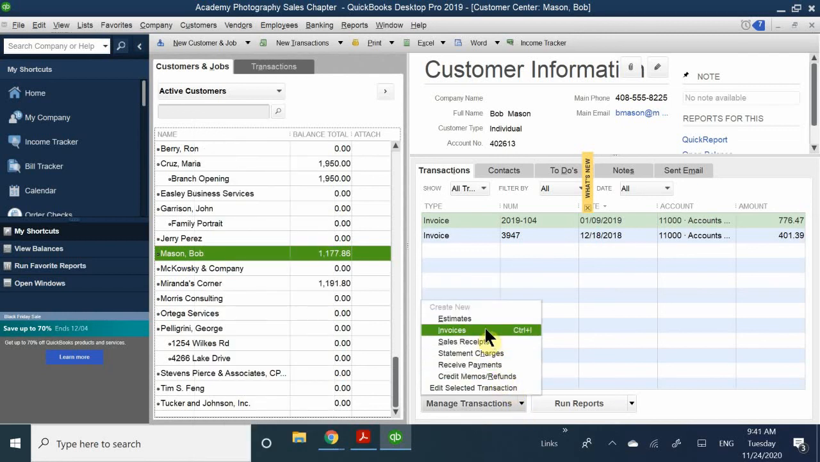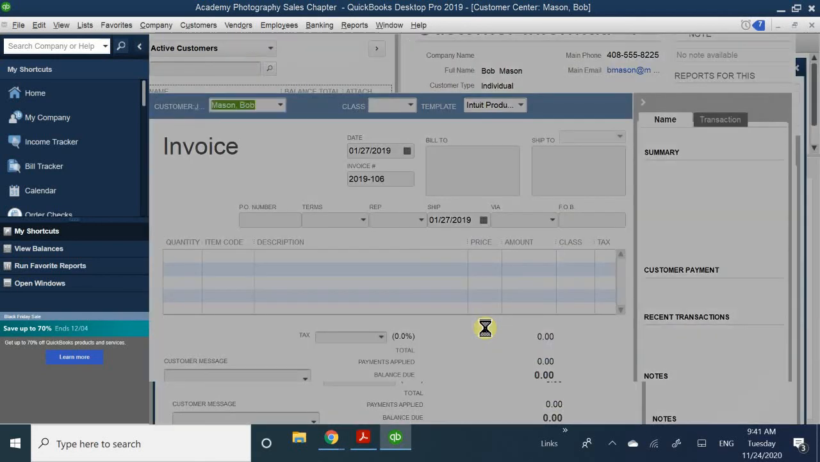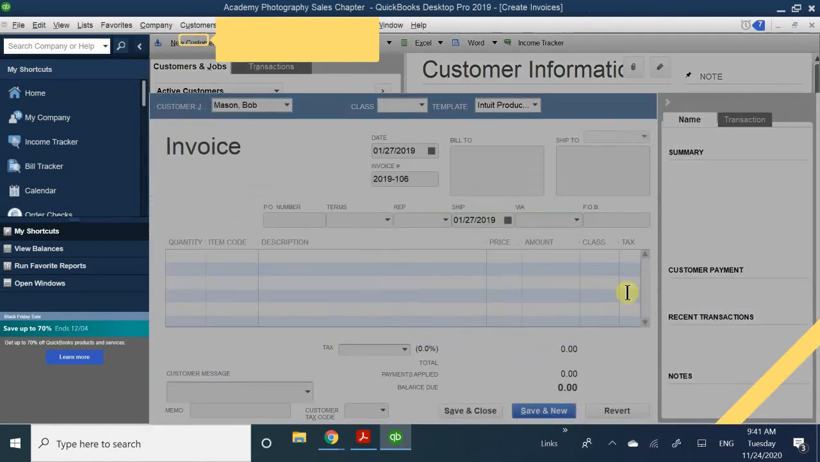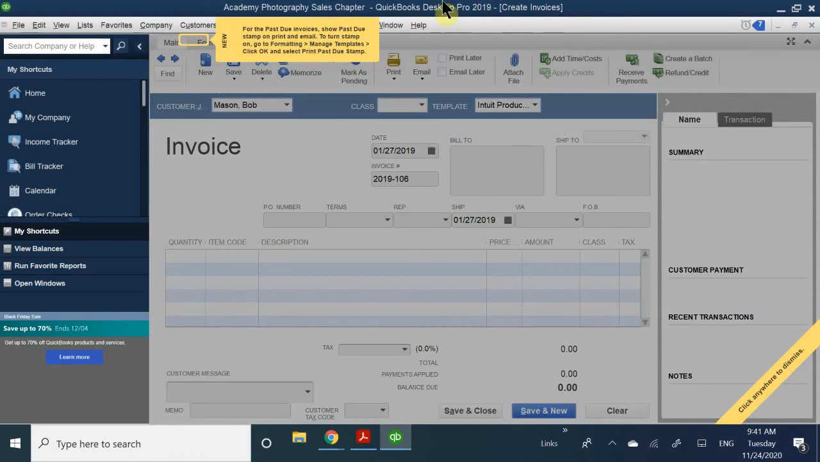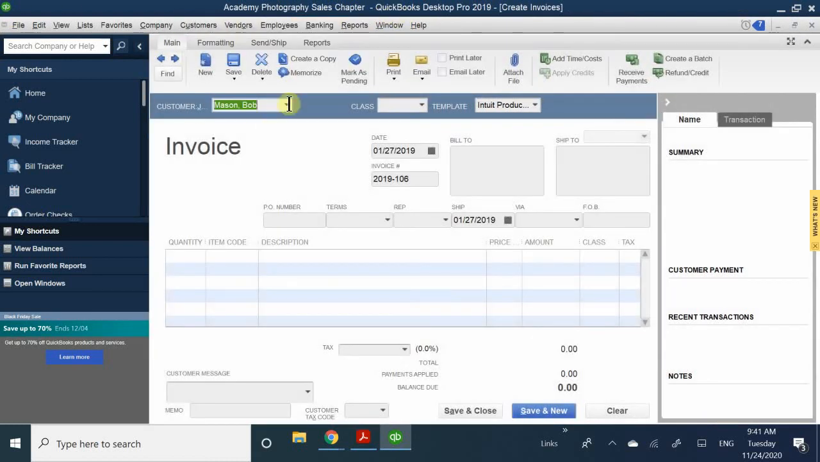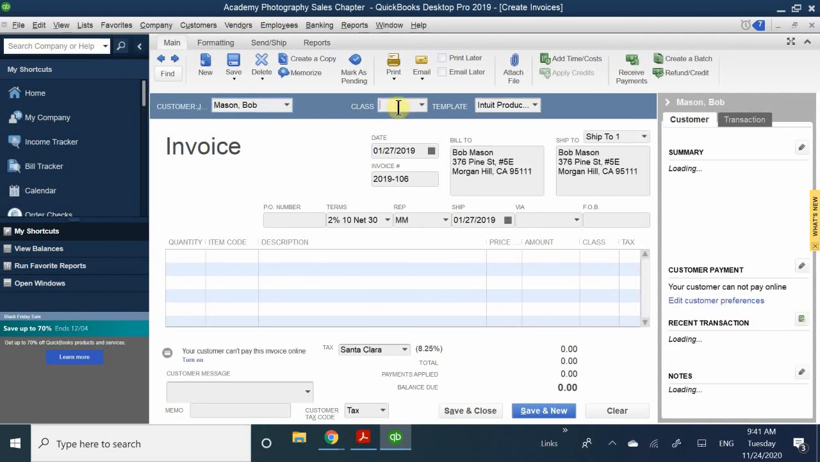I can also go to manage transactions and be able to do invoices from here as well. So because I'm going to be dealing with Mr. Bob Mason, okay, so again, that was 6 different ways. The customer center has 3, home page is 4, menu bar is 5, income tracker is 6. Okay, so since I'm already here, I'm going to go ahead and click on that. And what's going to happen is, I have something new in here. Okay, cool. So once I've clicked Bob Mason, as you can see, once I leave that, all his information is going to be filled in.